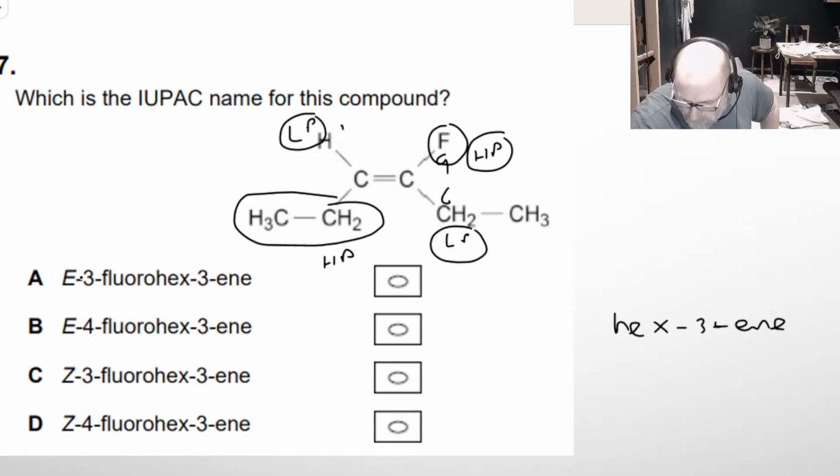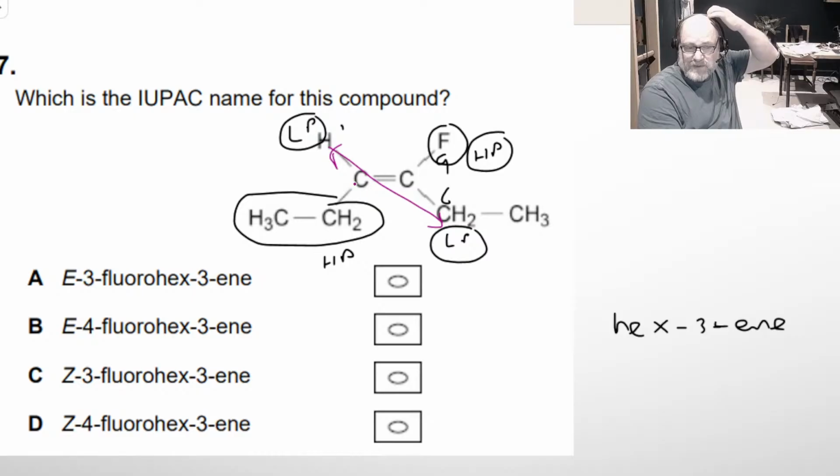Oh no, we're not atomic mass. So what that means is low priority and low priority, they are opposite each other. So look, this is like trans, or we don't say trans with this. We're going to say E, meaning opposite, because the low priorities are opposite each other. So this means it's definitely going to be an E.